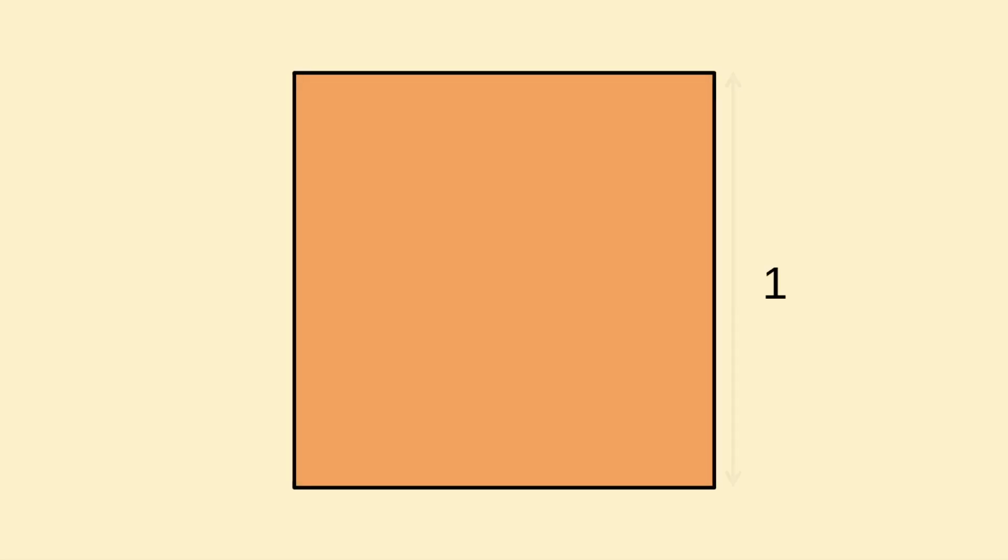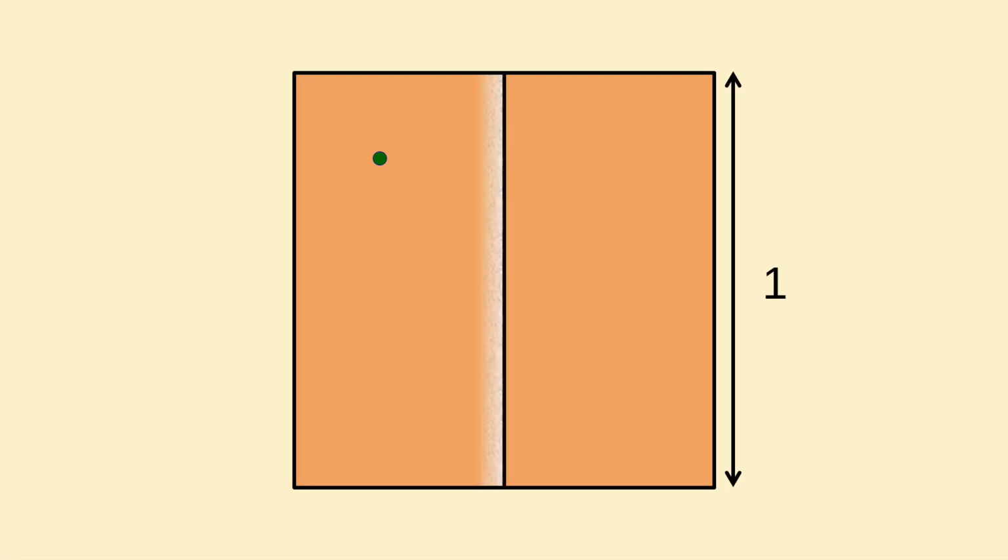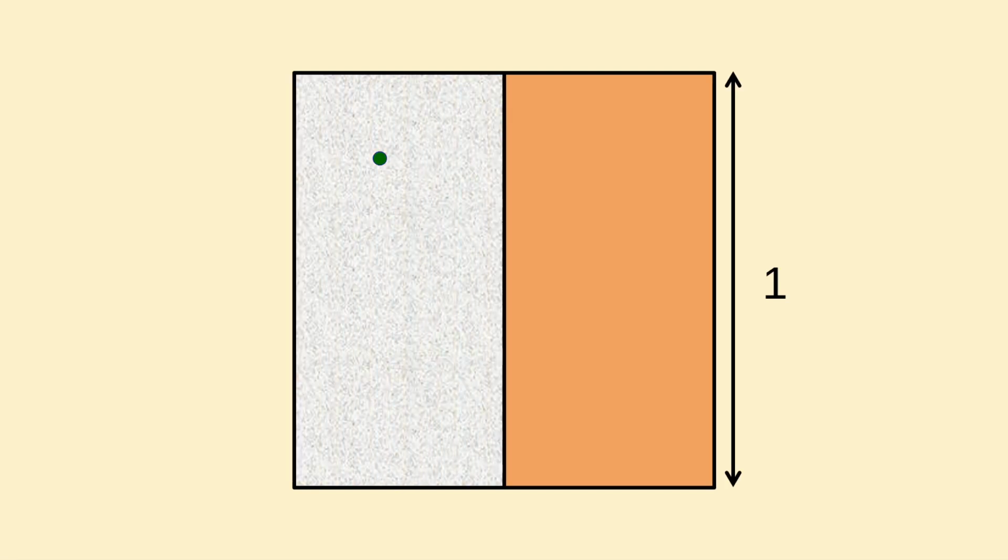Suppose you are given a unit square and asked to choose a point inside it uniformly at random. What's the probability that the point lies in the left half of the square?